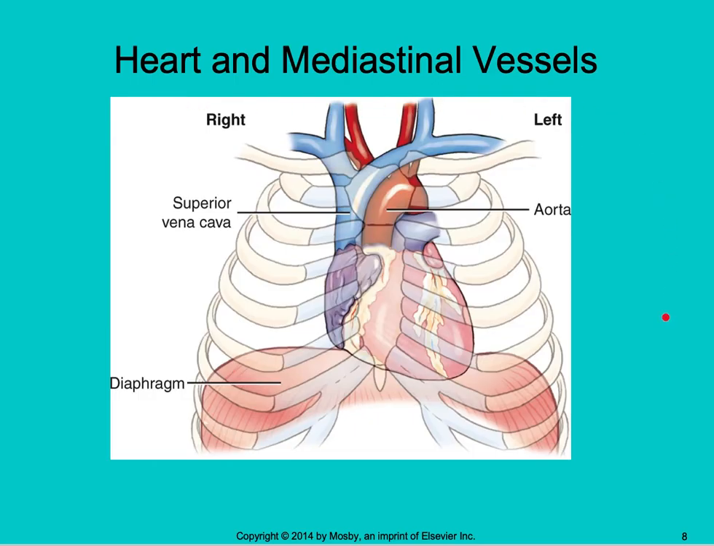So your heart and mediastinal vessels, you're seeing here that the heart lies within the mediastinum and rests on the diaphragm. Okay, and you can see that it rests on the diaphragm right here. So the heart's divided into 4 chambers, as you know, the right and left atria and the right and left ventricles. Each chamber functions to receive or pump blood.